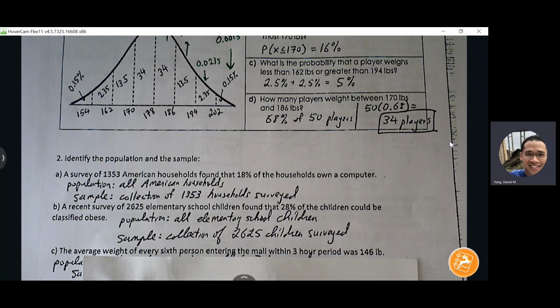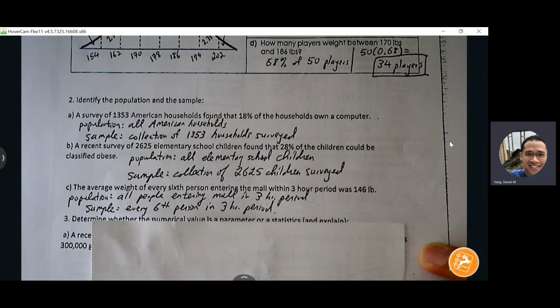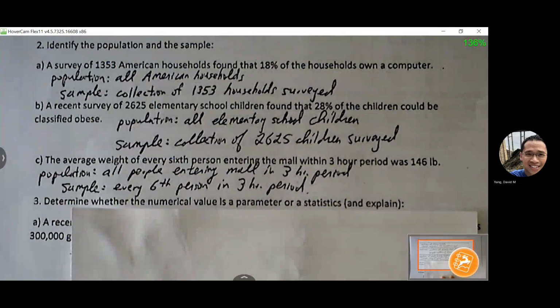Okay, if you're working ahead, that's fine. You can keep track with the key that I've attached to the back of your handout. Average weight of every sixth person, population, all the people entering the mall versus every sixth person that period. And again, the difference between a parameter and a statistic: parameter is the percentage of the entire population, and statistic is the percentage of just that sample.